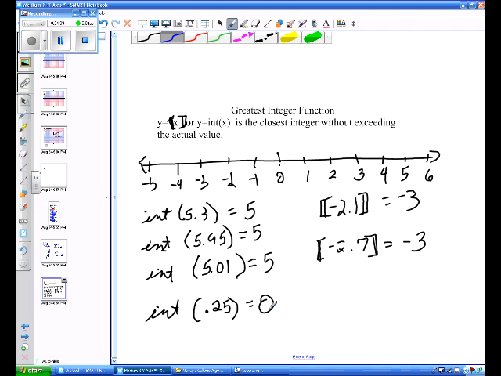So you need to be able, given a greatest integer function, to evaluate it. And we're not going to be dealing so much with graphing them at this point, but you do need to be able to evaluate them. And if you did graph them, then they would be another example of a step function.